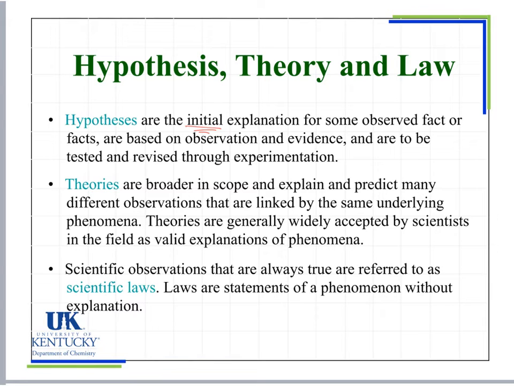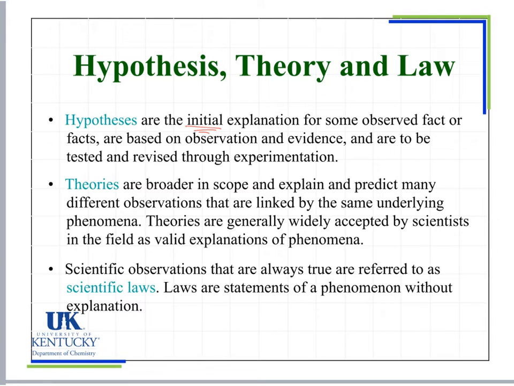When you have your hypothesis, you design some experiments to check if your hypothesis is true or false. So if your experiment supports the hypothesis, then that hypothesis will be upgraded and become a theory. Theories are usually broader in scope and explain and predict many different observations. That's going to be accepted by different scientists, and it's going to be applied for other kinds of observations which are linked to this kind of theory.